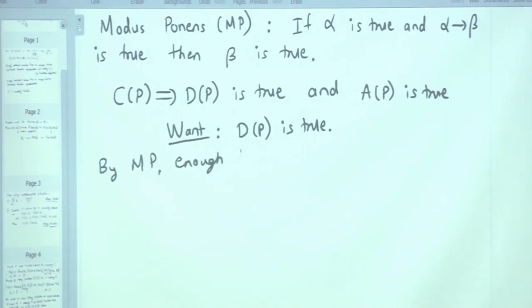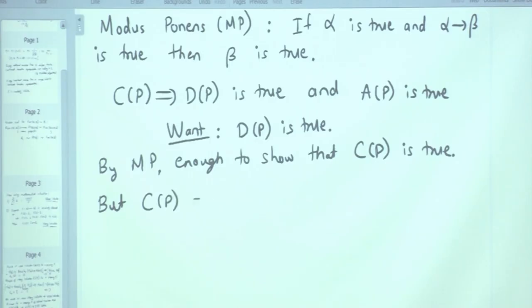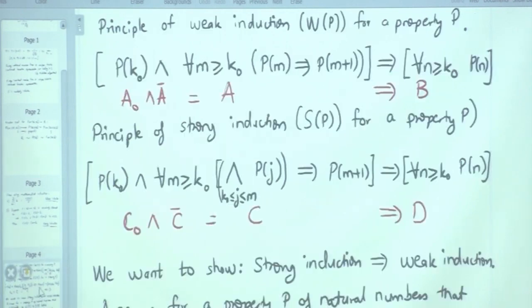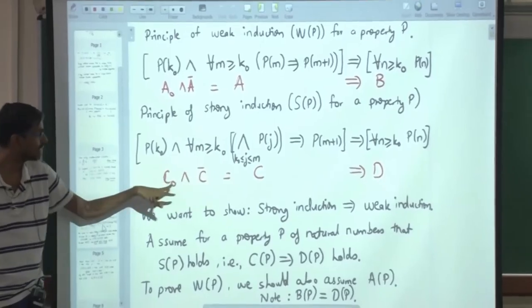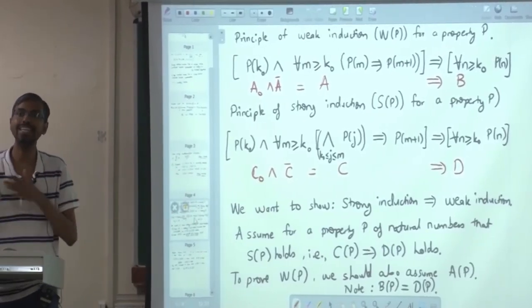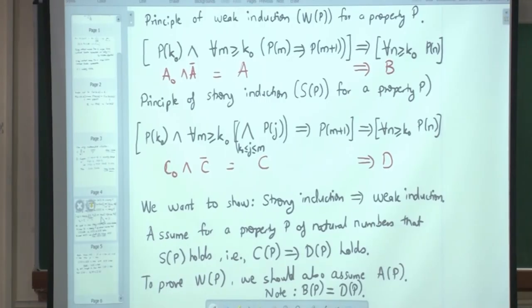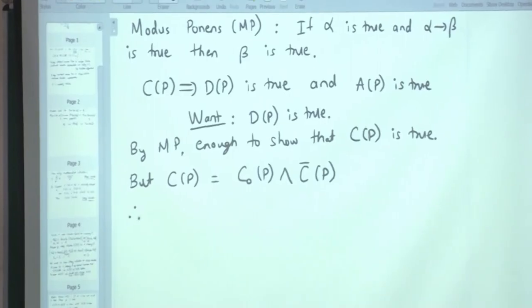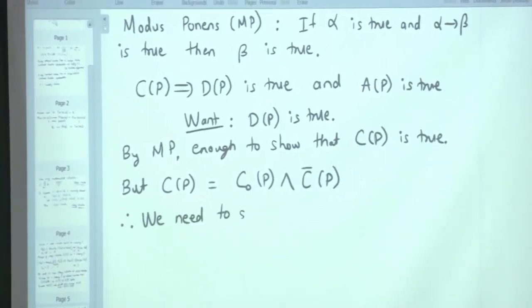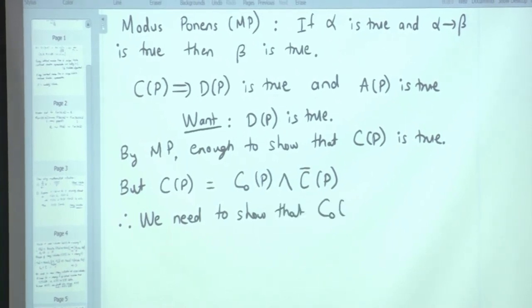Okay. So by MP, it is enough to show that C(P) is true. But C(P) is C0(P) conjunction C bar(P). Observe, C is C0 conjunction C bar. We want to show that C(P) is true. So when is a conjunction of two things true? When both of them are true. Yes, so therefore, we need to show that C0(P) is true and C bar(P) is true.